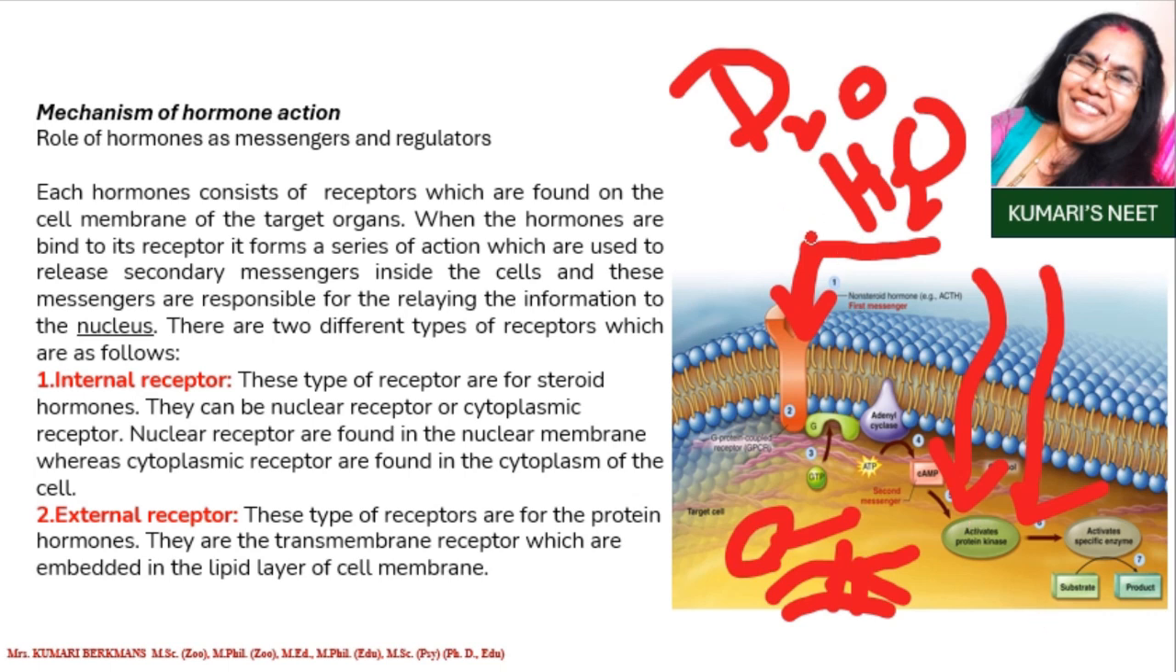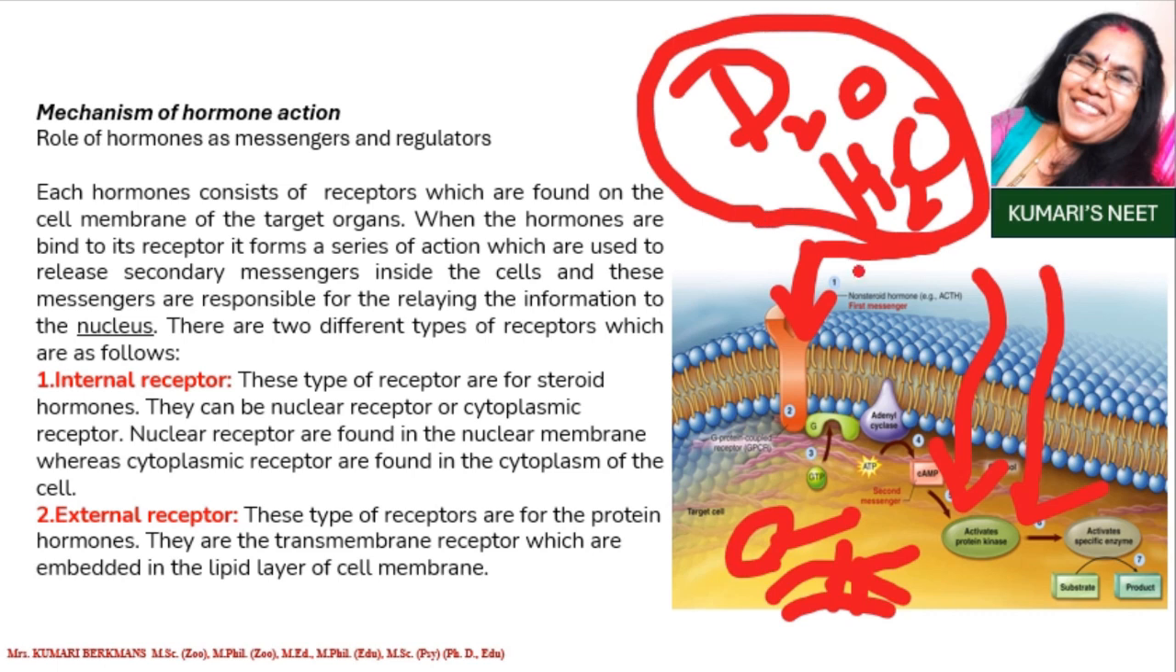This reaction, the mechanism of hormone action, takes place only for the protein hormones, because they are not soluble, or they are unable to enter into the cell directly. So they need a certain receptor to pass into the cell. And the receptors are of two types, I told you, right?